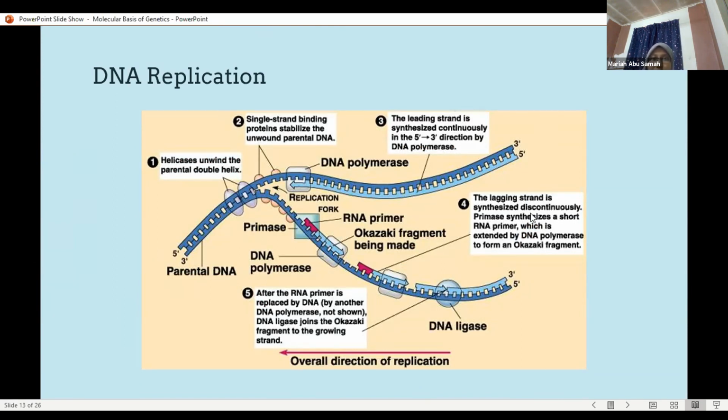The lagging strand is synthesized discontinuously. Primase synthesizes a short RNA primer, which is extended by DNA polymerase to form an Okazaki fragment. After the RNA primer is replaced by DNA, ligase joins the Okazaki fragment to the chromosome strand. And this is the direction for the replication.